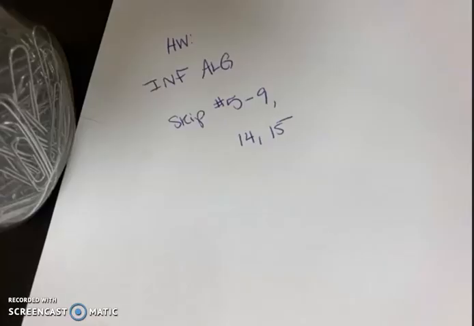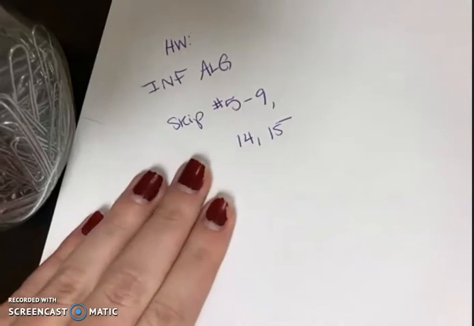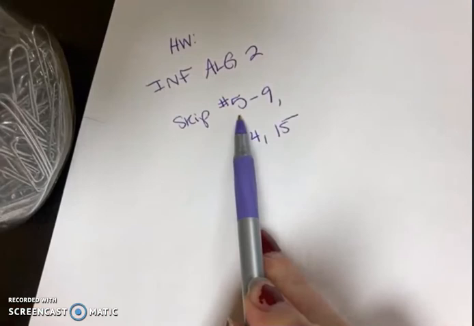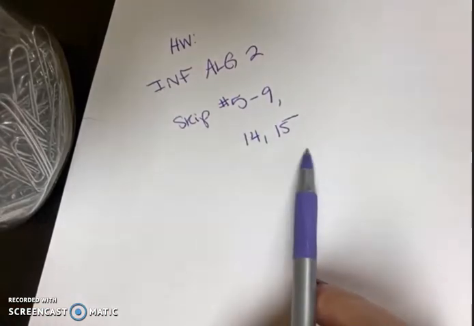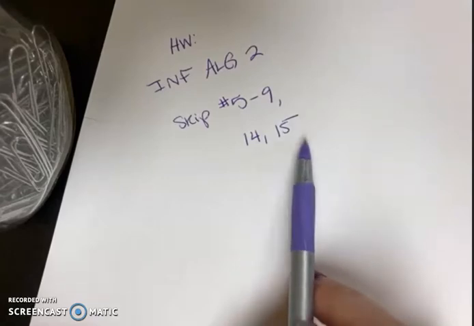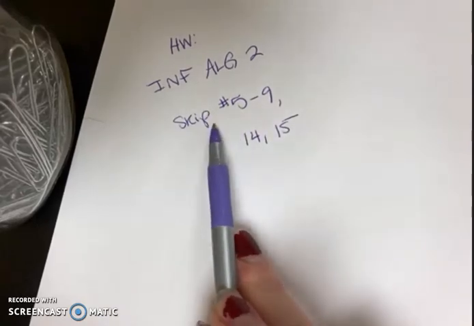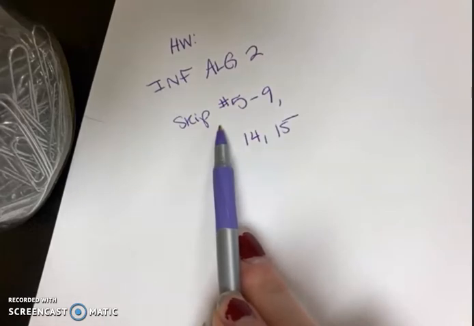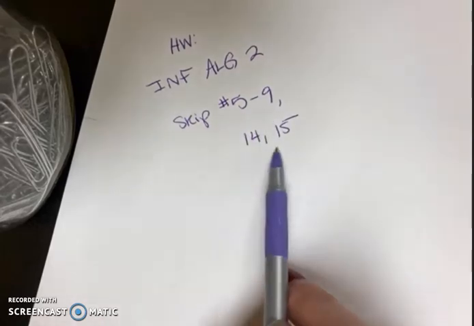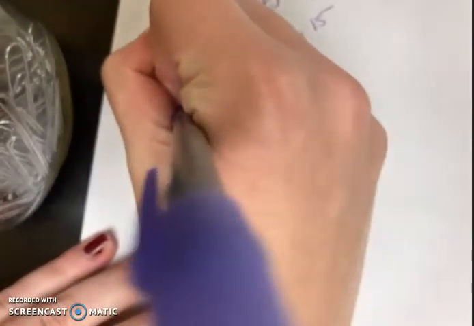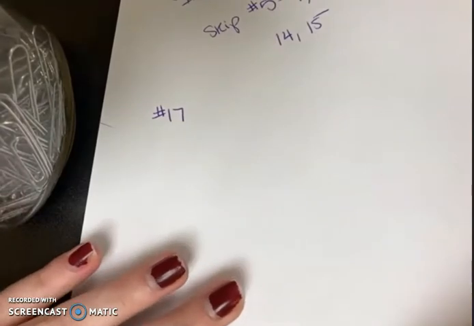I want to talk about the homework really quick. If you're in my informal Algebra 2 class, you're going to skip 5, 6, 7, 8, 9, 14, and 15. My regular Algebra 2 students will complete the entire assignment. So again, only my informal Algebra 2, so my first hour and fifth hour, are allowed to skip 5 through 9, 14, and 15. I would like to model number 17 for you all.